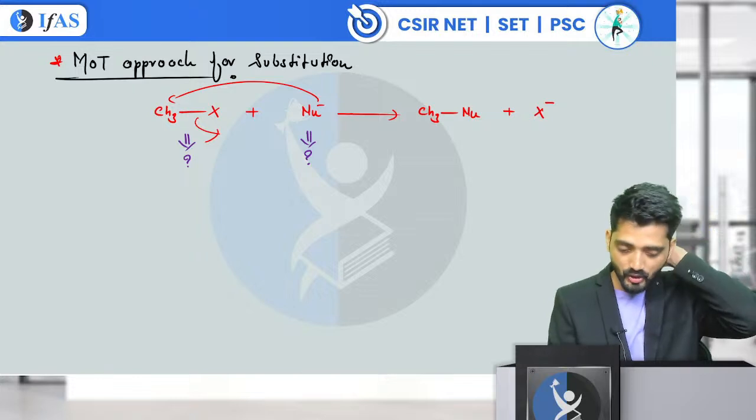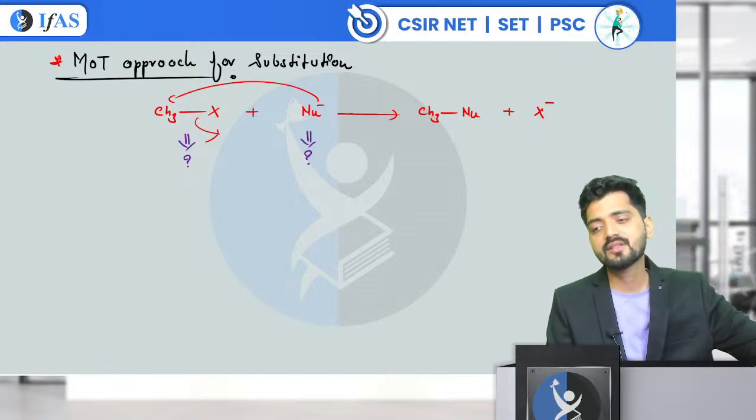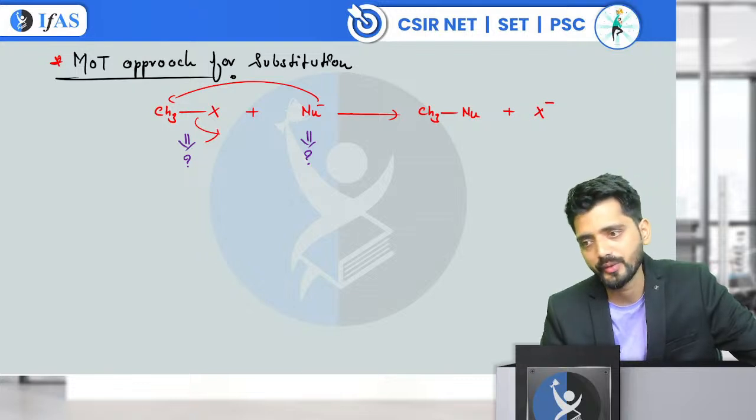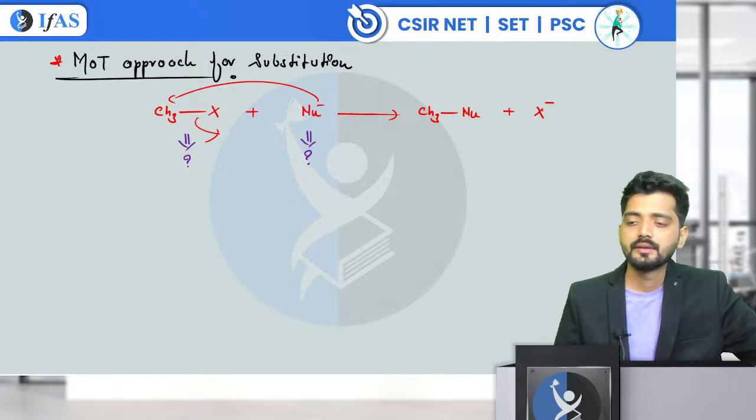Tell me. From the substrate side, what orbitals are going to be involved, and from the nucleophile side, which orbitals are going to be involved? Sigma, sigma or anti-sigma. Okay.